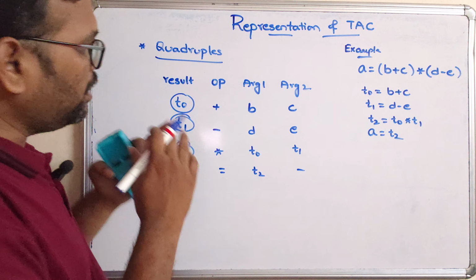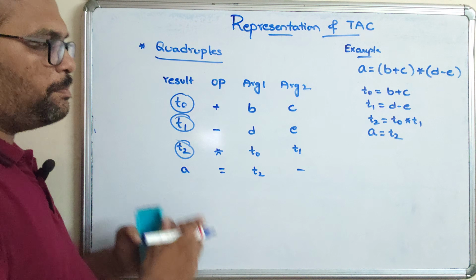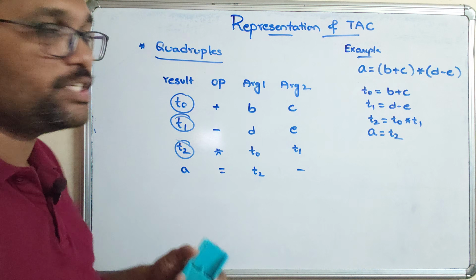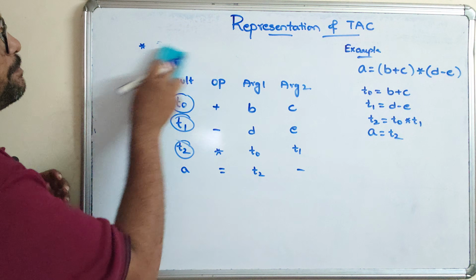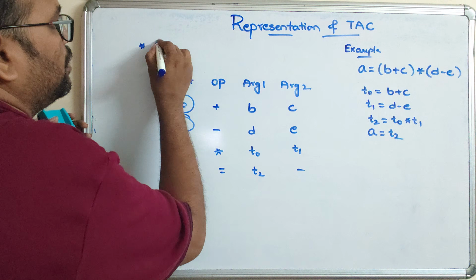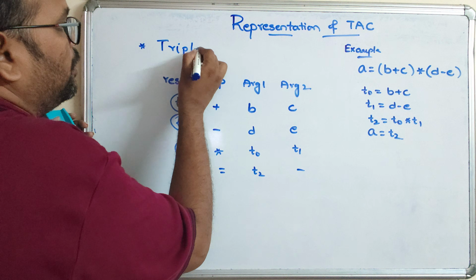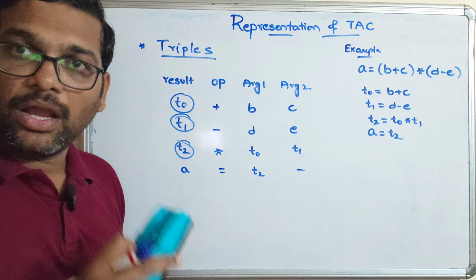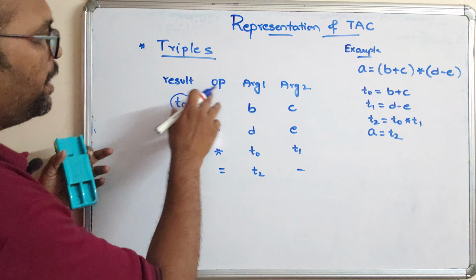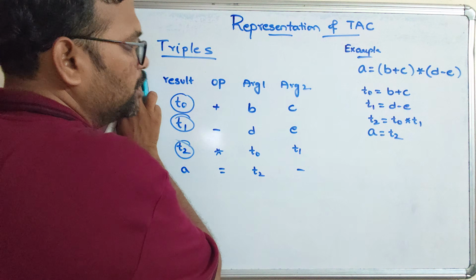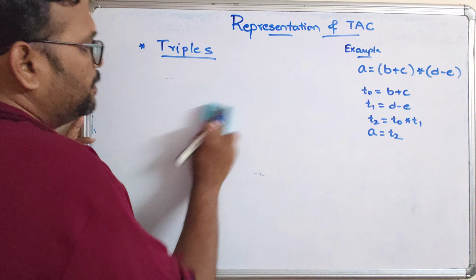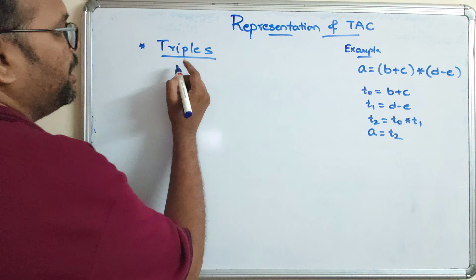So in order to avoid these temporary variables, we move towards the second type of representation, that is triples. Here it will have only three arguments: operator, argument 1 and argument 2. I am erasing this one; this was quadruples. So it will have only three parameters.